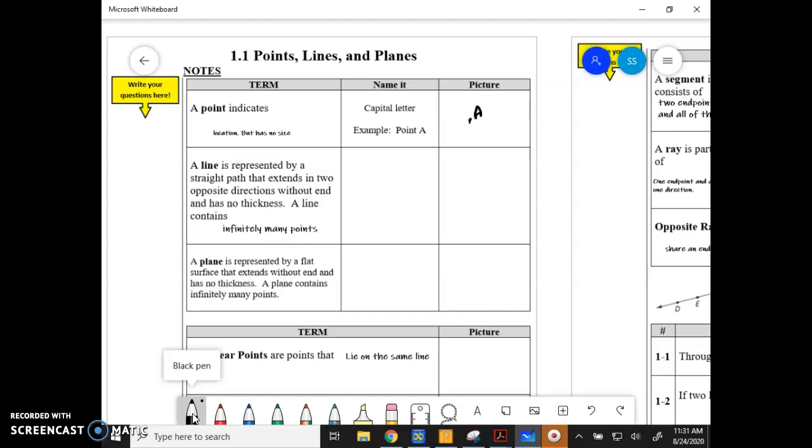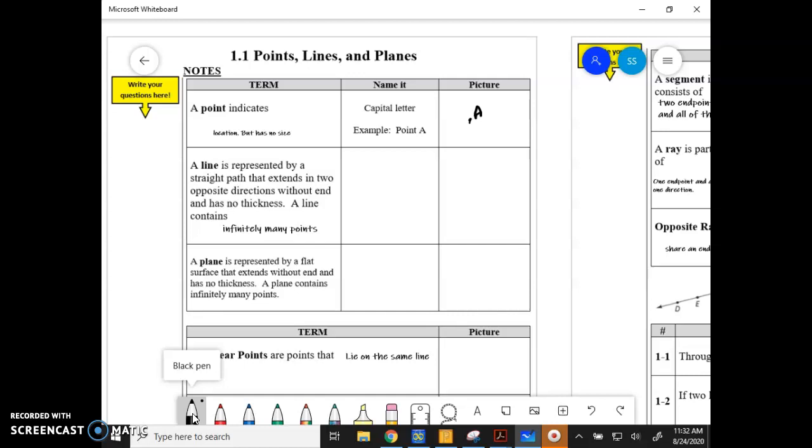All right. The next one, a line, is represented by a straight path that extends in 2 opposite directions without end and has no thickness. A line contains infinitely many points. So if we're going to put some points on here, let's just recognize that those aren't the only 2 points that could be on there.